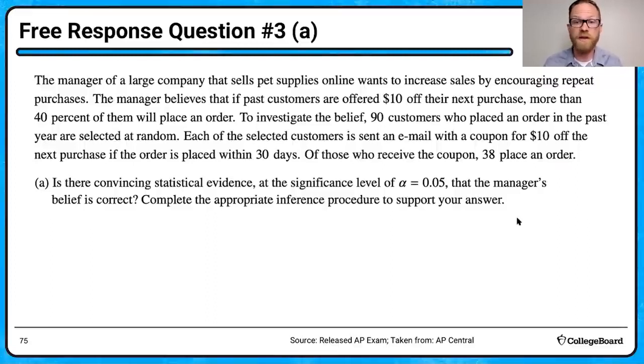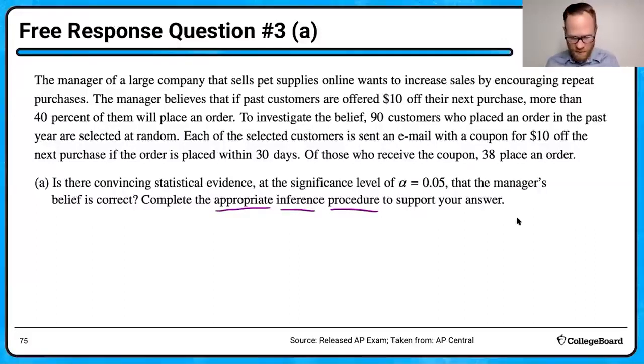Of those who received the coupon, 38 place an order. Part A, is there convincing statistical evidence at the significance level of alpha equals 0.05 that the manager's belief is correct? Complete the appropriate inference procedure to support your answer. Okay, so I think the first place we want to start here is to think about the appropriate inference procedure. And so I have a set of questions that I always ask my students anytime we get a new scenario and we know that we have to do some sort of statistical inference with it. So my first question is always, am I in the world of means or in the world of proportions?